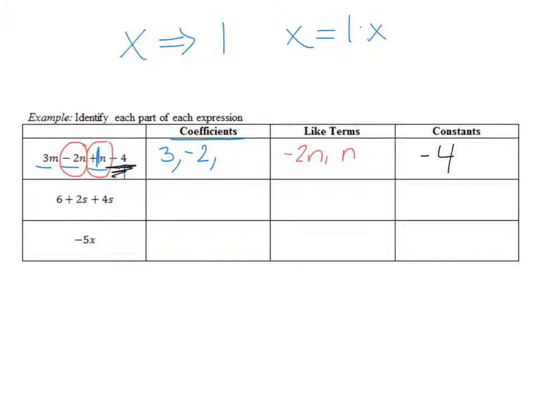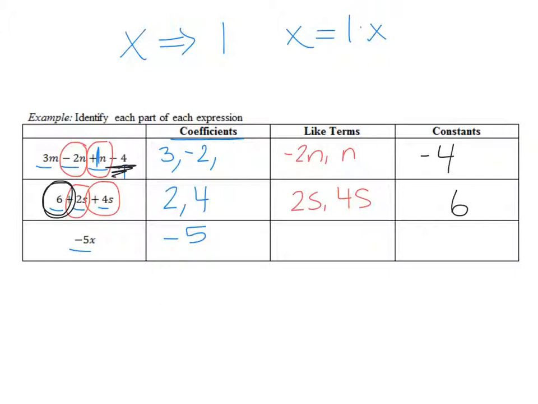The coefficients in the next one, 6 is not a coefficient, but 2 and 4 are coefficients. The like terms have the s with it, so 2s and 4s. And the constant is the number without the variable, and that's 6. In the last one, the coefficient is -5. And since there's only -5x, there's no like terms. And there's no constant.